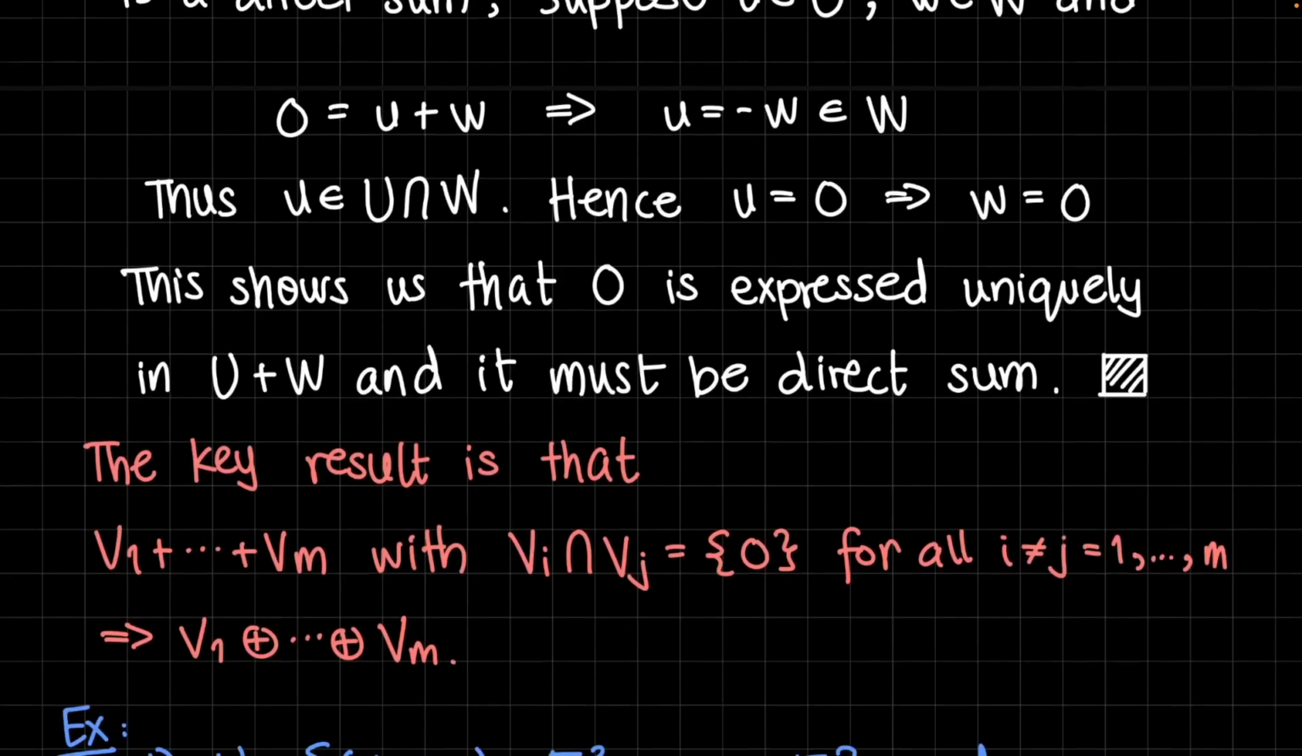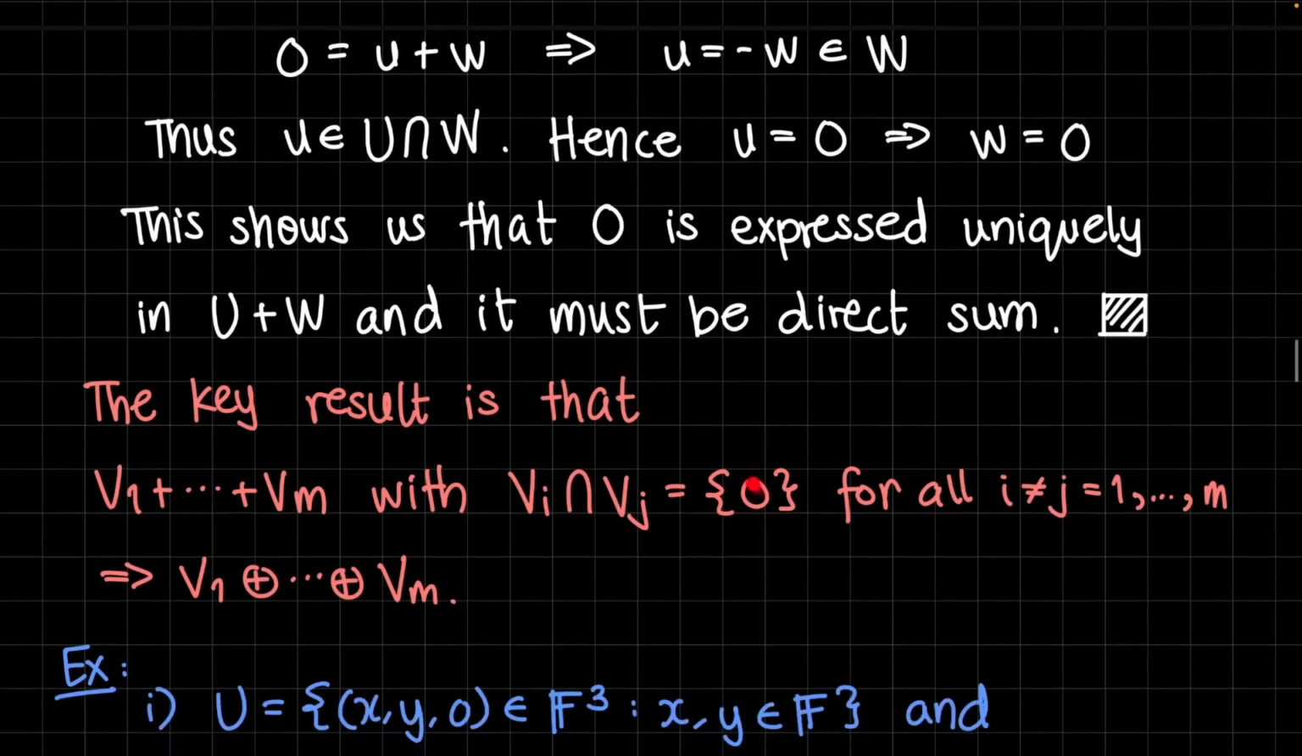So what's the takeaway message from proving this theorem? It is that if you have a sum of subspaces V1 through Vm such that Vi intersect Vj equals the 0 subspace for all i not equal to j going from 1 to m, so all that means is any two subspaces in this subspace sum intersect only at the 0 element, then this subspace sum is actually a subspace direct sum.